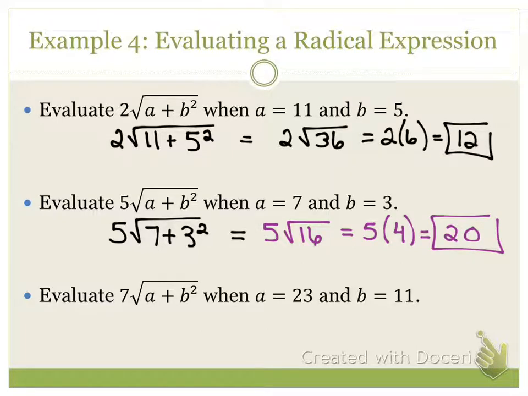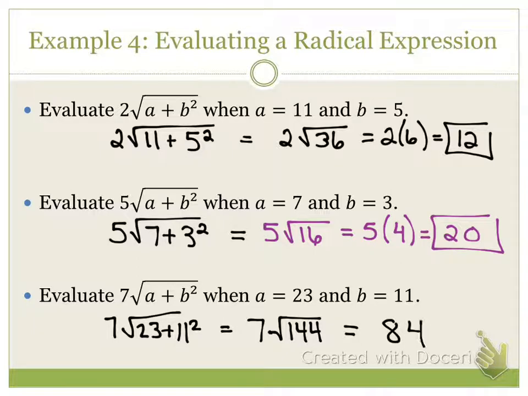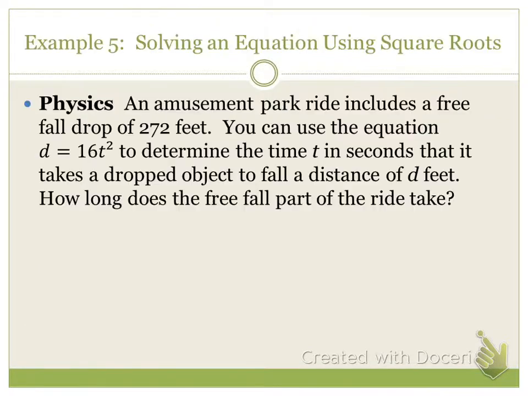Okay, just a couple more minutes to finish number 3. These numbers are a little bigger, but you can use your calculator. So, all right, 7 times the square root of 23 plus 11 squared. Well, what's 11 squared? Okay, 121 plus 23 is 144, so 7 times the square root of 144, which we know is what? 12, so 7 times 12 is 84. All right, who got 84? Awesome. One more example, okay?